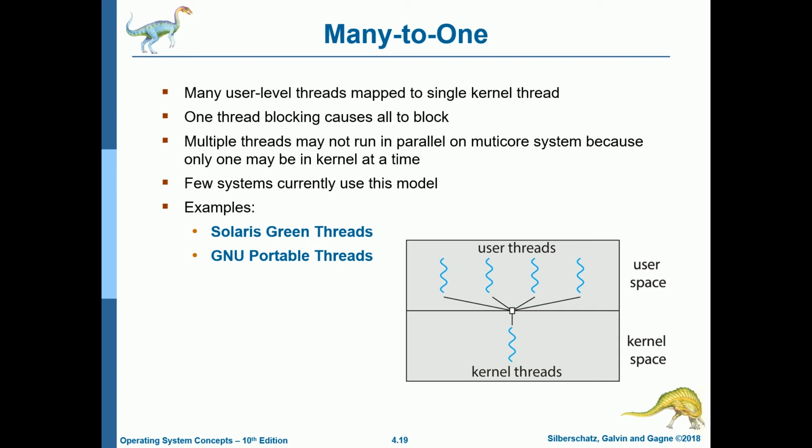However, the entire process will block if a thread makes a blocking system call. Now keep this in mind, one thread can access the kernel at a given time. Multiple threads are unable to run in parallel on multi-core systems. So for instance, if this thread right here made a blocking call to the system, it would block all of the other ones because it would block the kernel thread. Now there are very few systems that currently use this model.